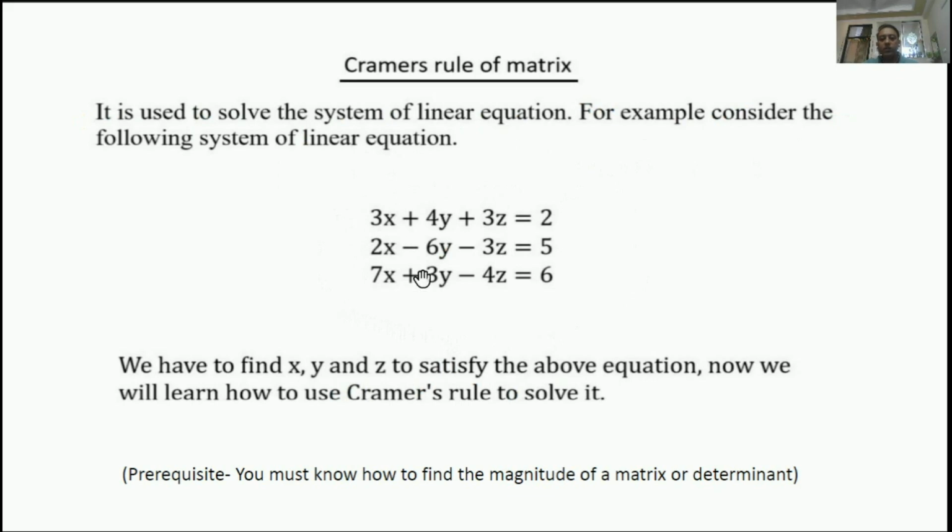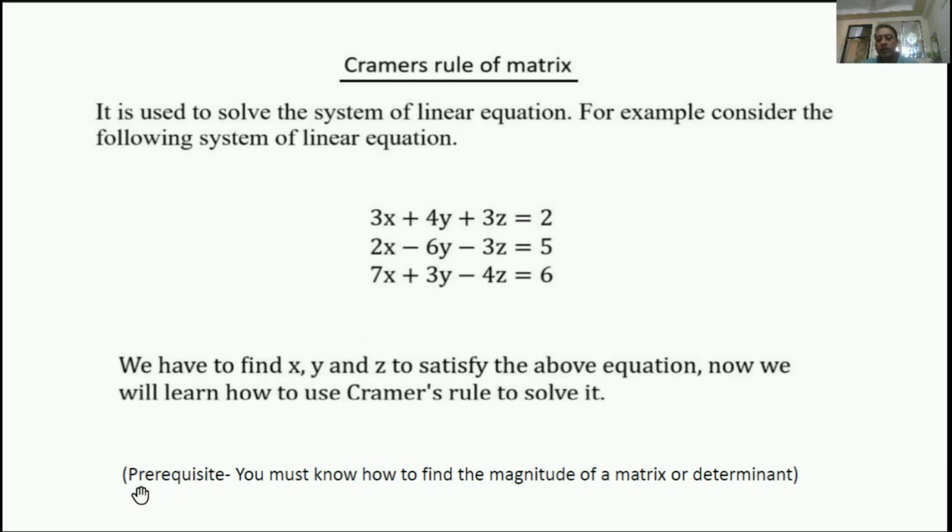You can see three equations are there: 3x plus 4y plus 3z equals 2, 2x minus 6y minus 3z equals 5, and 7x plus 3y minus 4z equals 6. These are the three equations, and you can see three unknown variables are there. So we have to find out the values of x, y, z which will solve these equations. We can find this with the help of Cramer's rule, so that these equations can be satisfied by the values of x, y, and z.